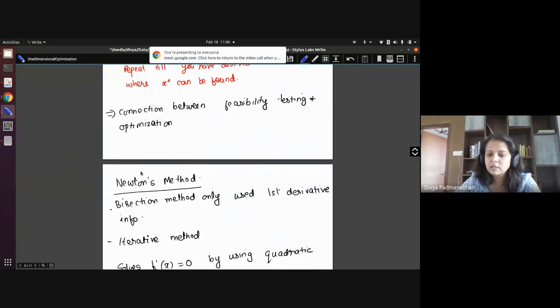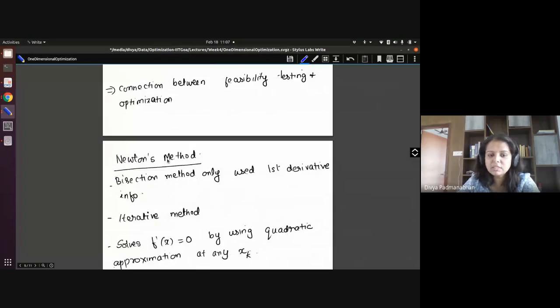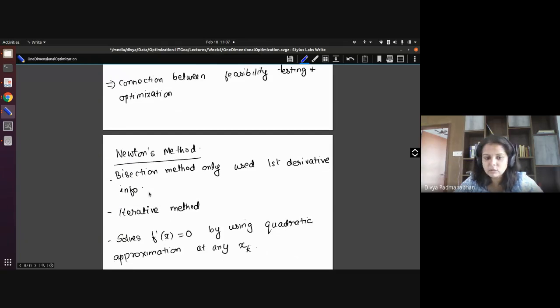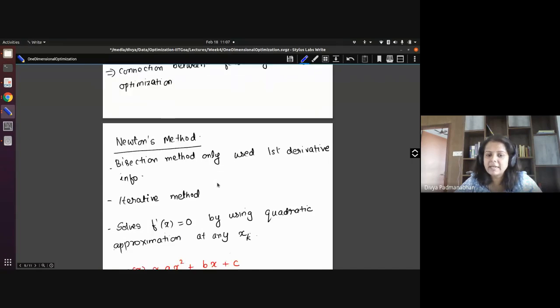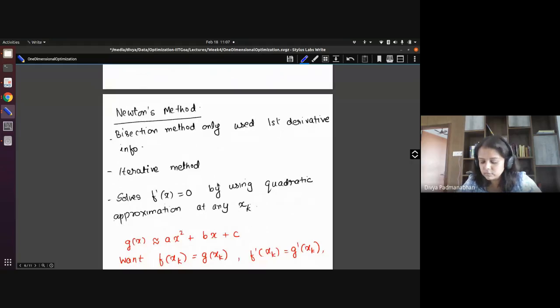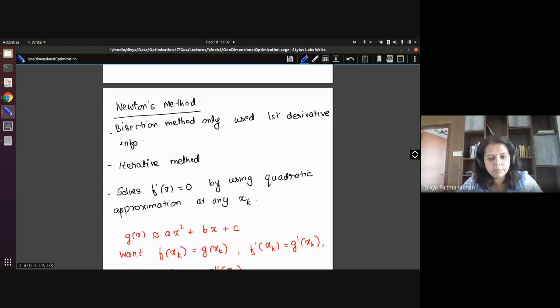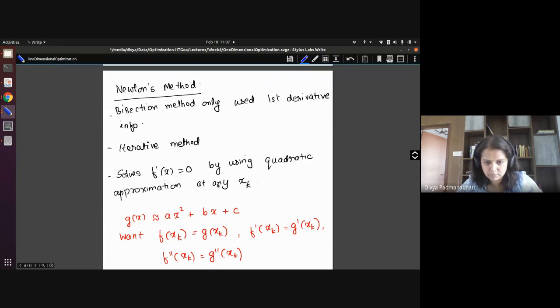So Newton's method is yet another way in which you can do some iterates, and it also makes use of the second order derivatives, whereas the bisection method used only the first derivative information. The idea in Newton's method is to build a quadratic approximation at any point, and then you find the minimum of this quadratic approximation, and you keep doing this.